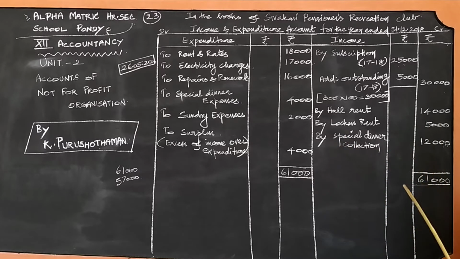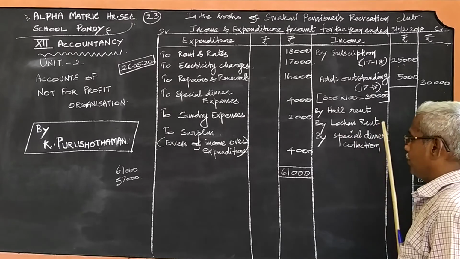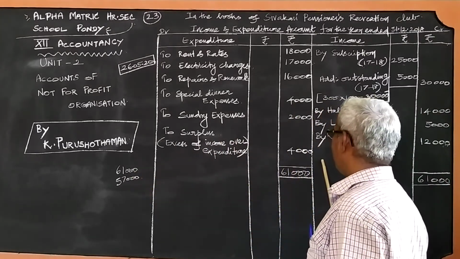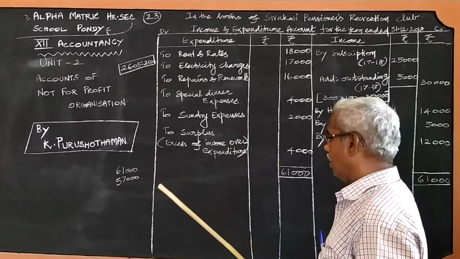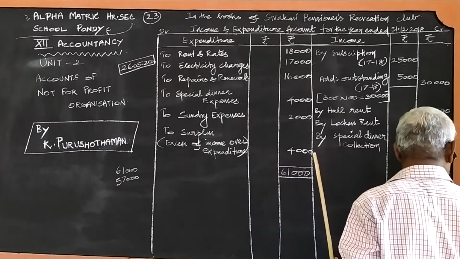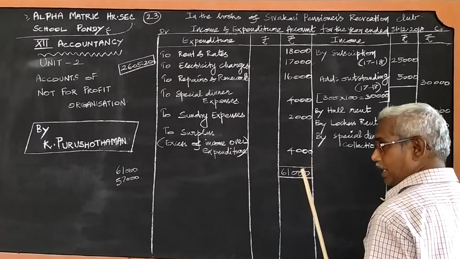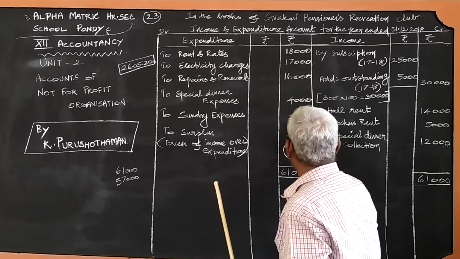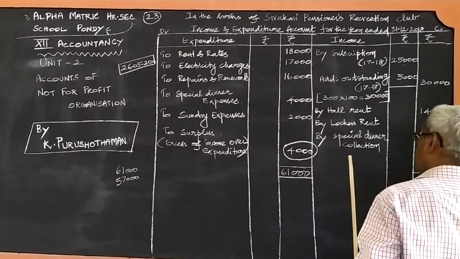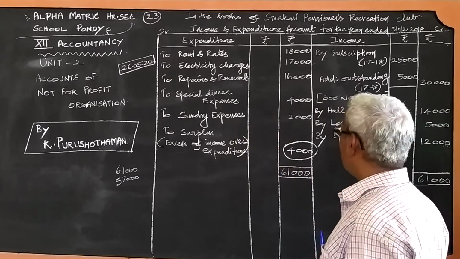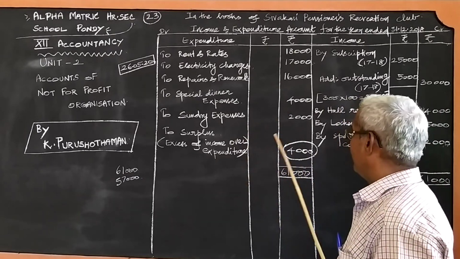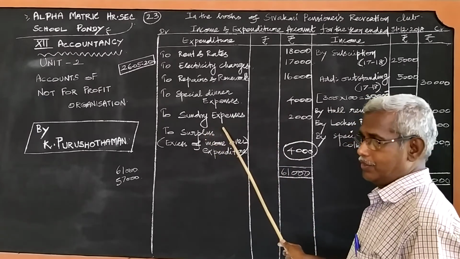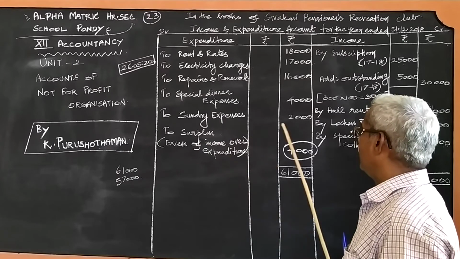Now we can find the total of income, 61,000, expenditure 57,000. So the balancing figure is 4,000 on the expenditure side. Because the income is greater than the expense, therefore, more income, less expense. Therefore, it is surplus. So, excess of income over expenditure.